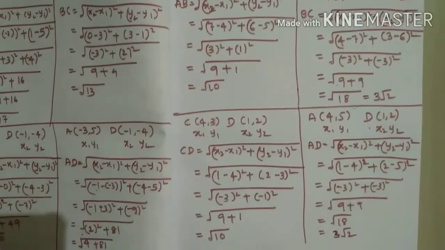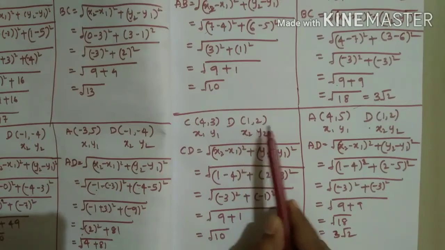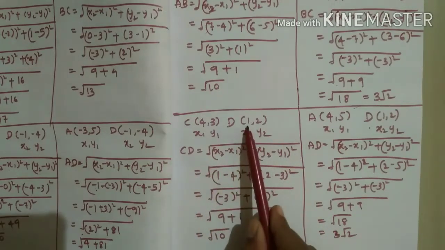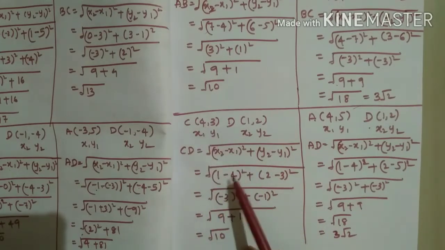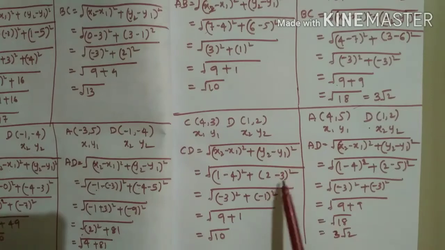Now CD we will find out. C point I have taken as x1 y1, D point you have to take as x2 y2. Then x2 is 1 minus x1 is 4, 1 minus 4 whole square, minus 3 square. Then y2 is 2, y1 is 3, 2 minus 3 is minus 1 square. So minus 3 square is 9, minus 1 square is plus 1. 9 plus 1 is root 10.